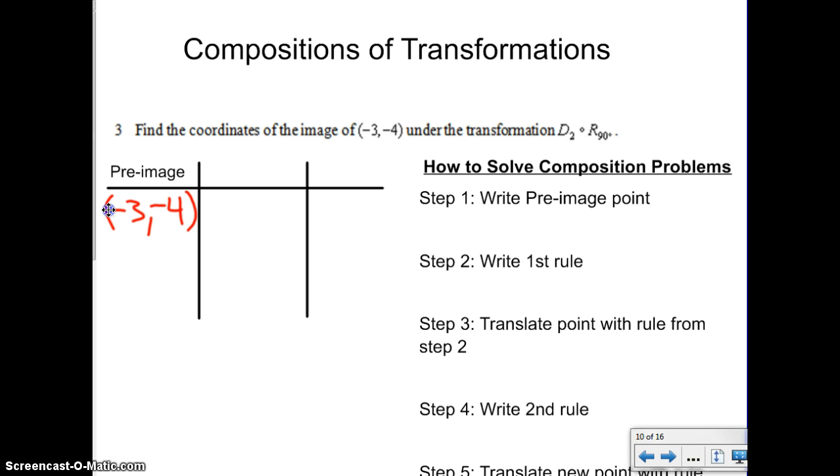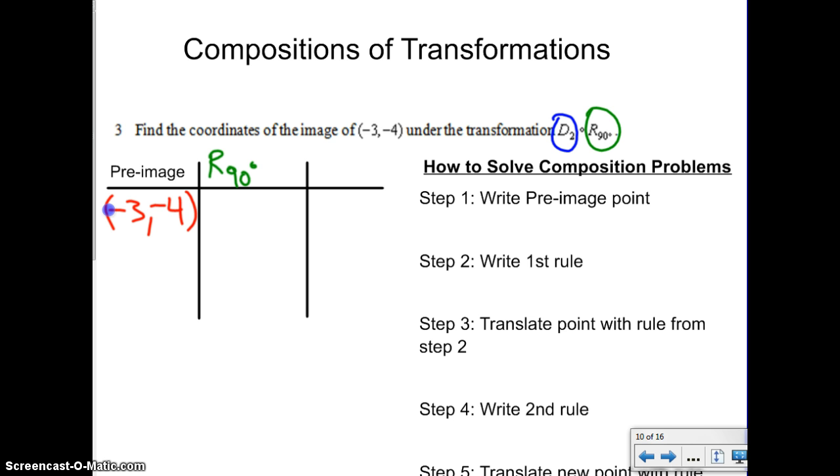And so now step 2 says write the first rule. But Mr. Elizondo, which one's the first rule? Is it the dilation of 2? Or is it the rotation of 90 degrees? Well, if you remember, you always start with the last one, or the one furthest to the right. So the first rule is actually that rotation of 90 degrees.